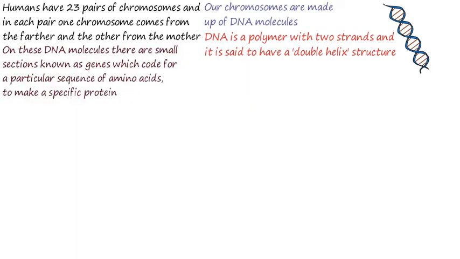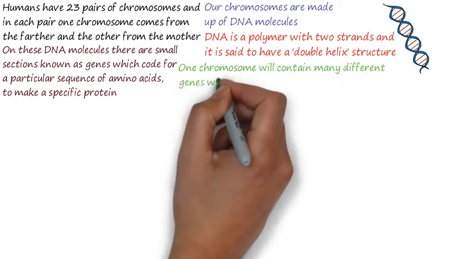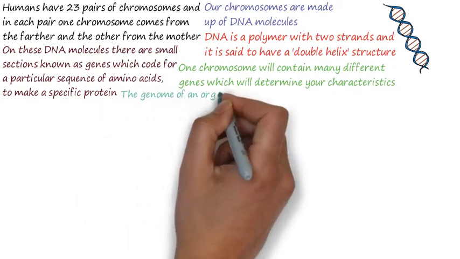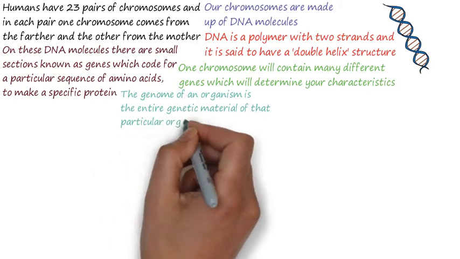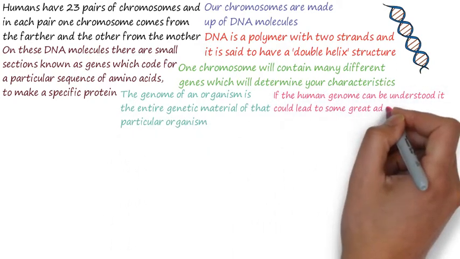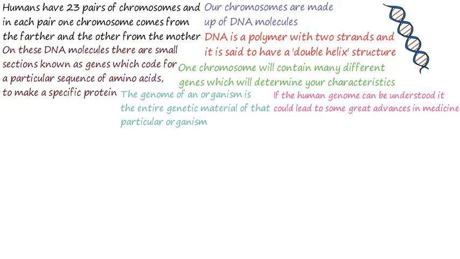Genes code for a particular sequence of amino acids to make a specific protein. These genes control your characteristics. One chromosome will contain many different genes which will determine your characteristics. The genome of an organism is the entire genetic material of that particular organism.